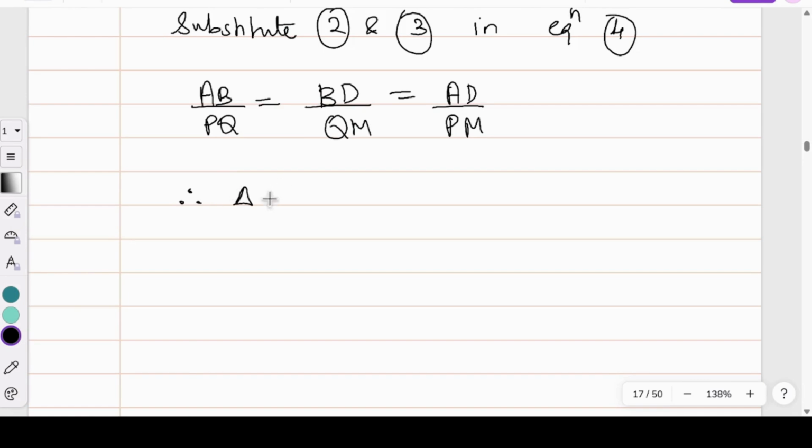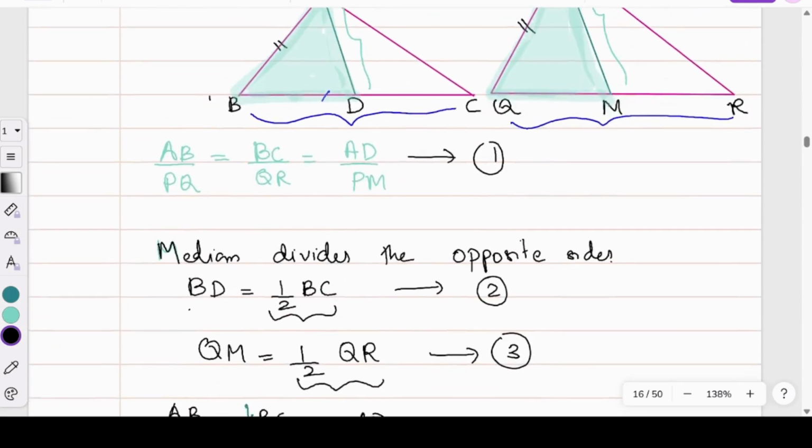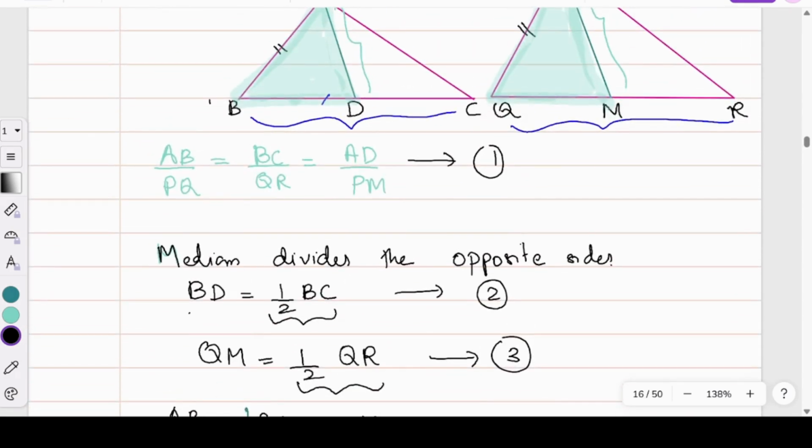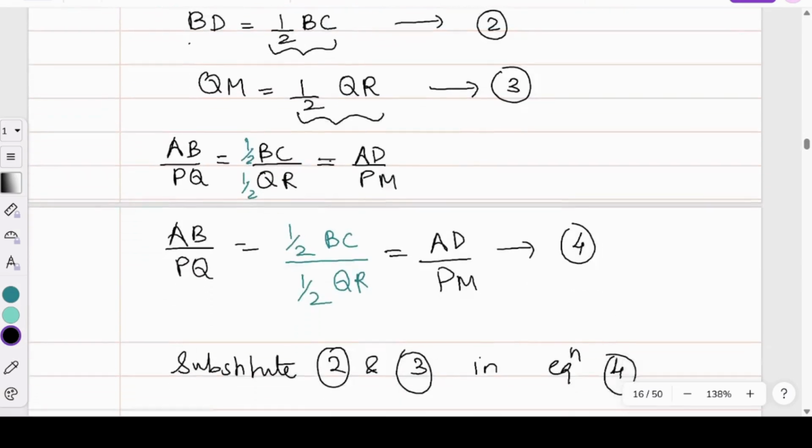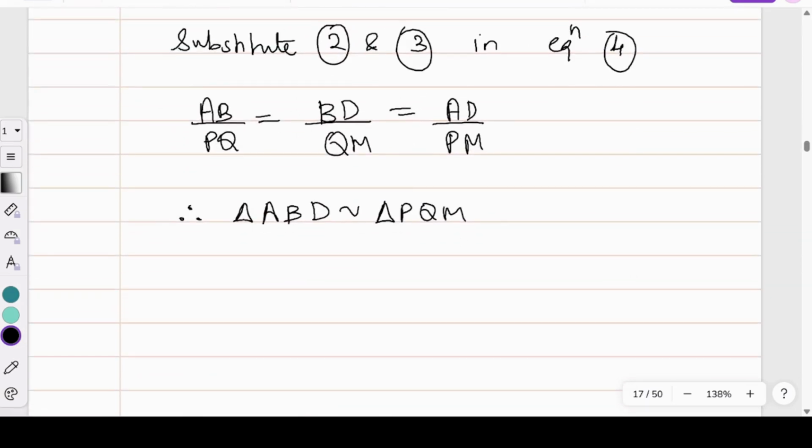Therefore, triangle ABD is similar to triangle PQM. If you want, you can check once again. ABD is similar to triangle PQM. By using which criterion? Since all the sides are proportional, we can write it by the SSS similarity criterion.